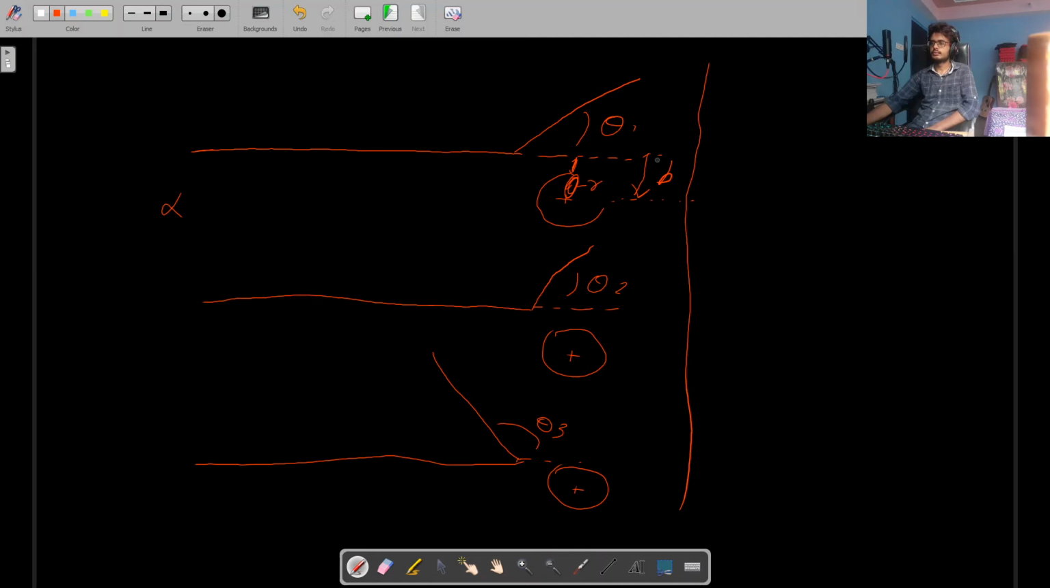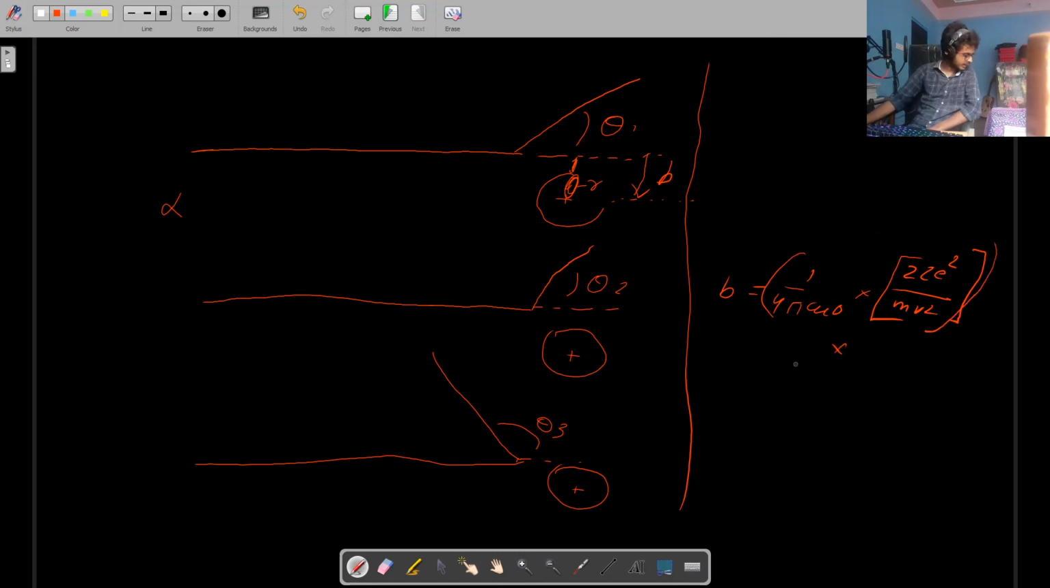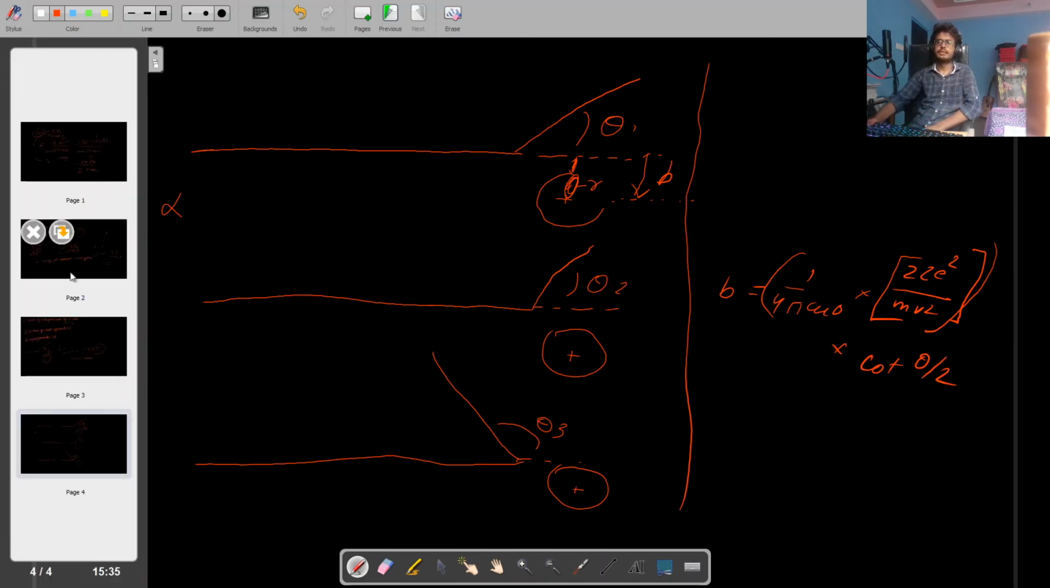So B equal to 1 by 4 pi epsilon naught into 2z e square by mv square. Now this is the first thing you need to know. Now this entire thing is multiplied by cot theta by 2. So I'll write it on the next page.